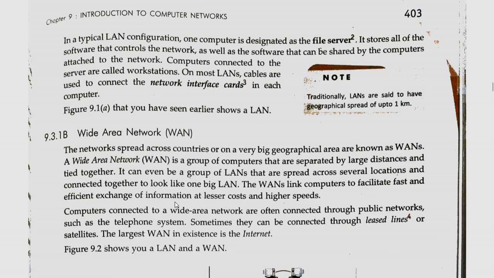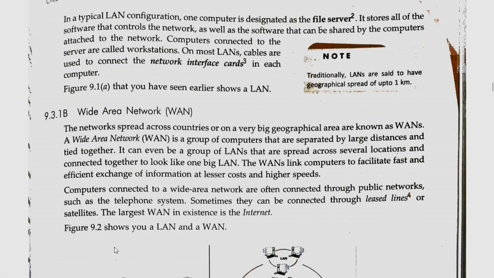So why do we need this WAN? Because if there is a large area to be covered and you want the communication to be fast, quick, and efficient also, you can use these WAN connections. With the help of these WANs, we will be able to easily exchange information and share resources. Computers connected to a wide area network are often connected through public networks such as telephone systems. Sometimes they can be connected through leased lines or satellites. These options are there.